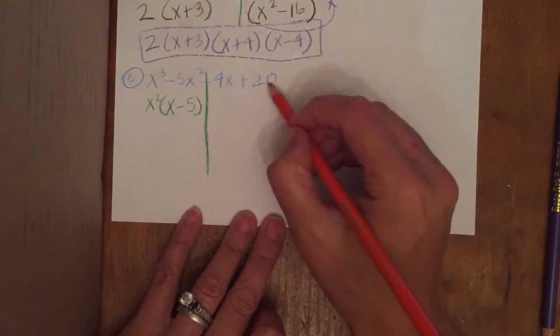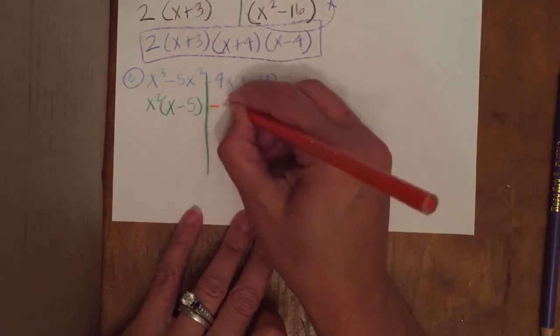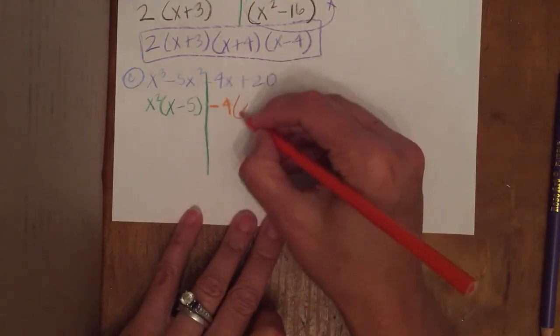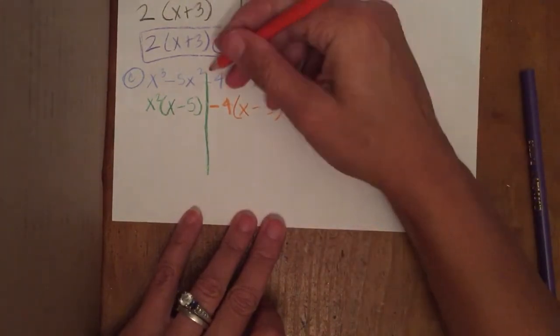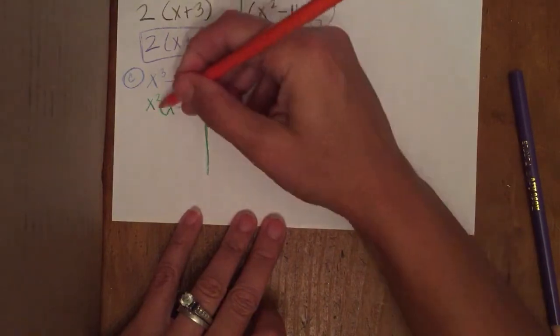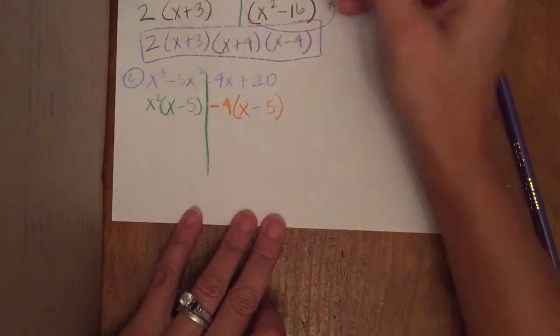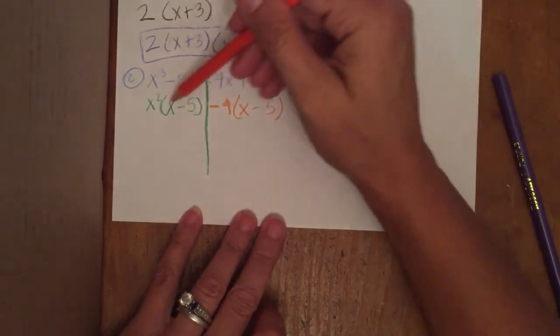What do negative 4x and 20 have in common? Well, I'm going to pull out a negative 4, and that will leave me with x minus 5, because negative 20 divided by negative 4 is negative 5. We want to make this one match this one.